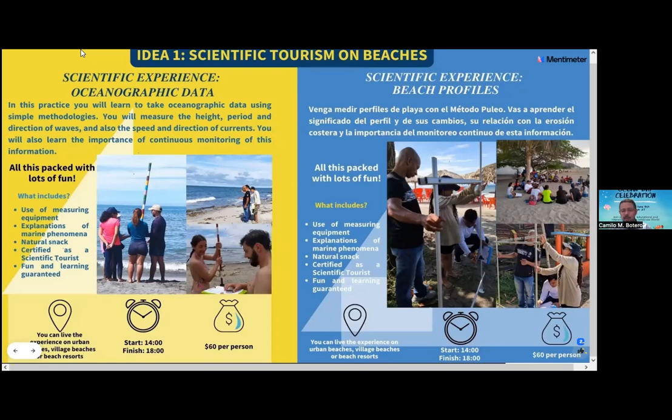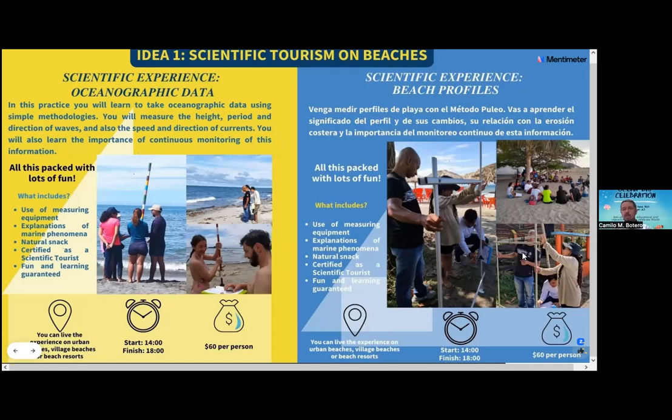The second one, I didn't translate it, sorry, is about the beach profile. And this beach profile, as you can see in the pictures, is a very simple method with which you can measure the most important parameter for geomorphology. Maybe you remember the news here in the Atlantic provinces after Fiona, that many, many beaches were eroded. Many beaches almost disappeared.